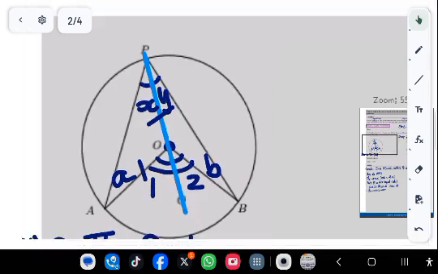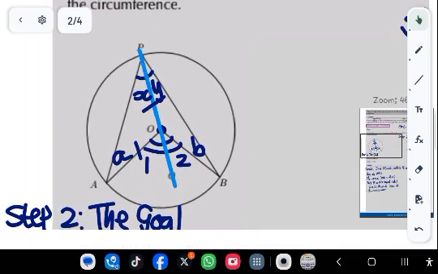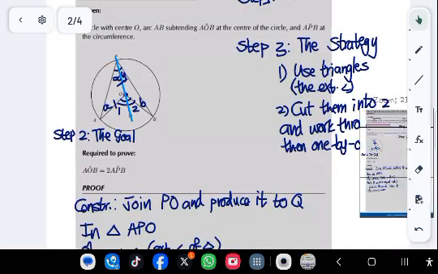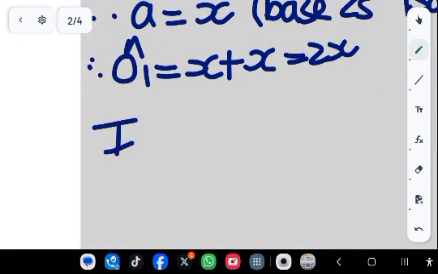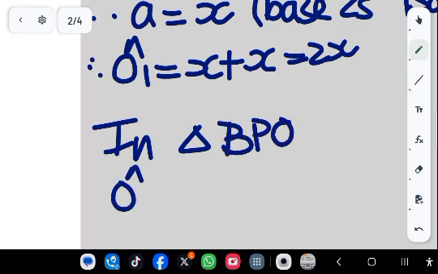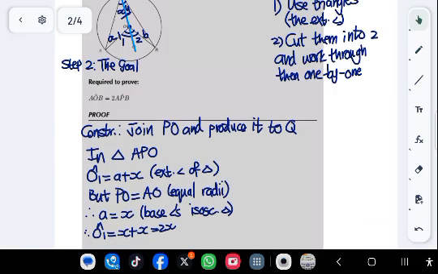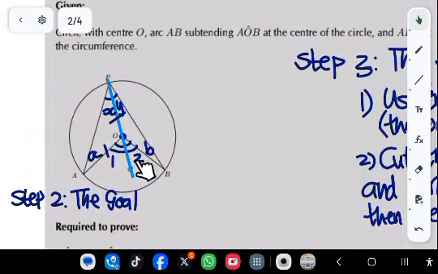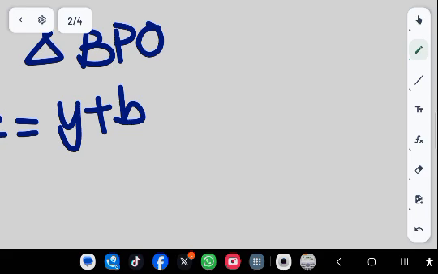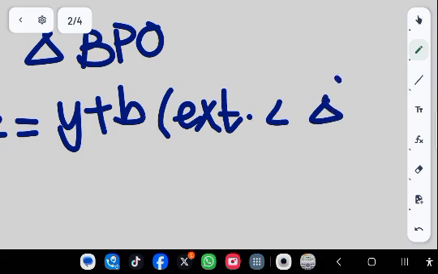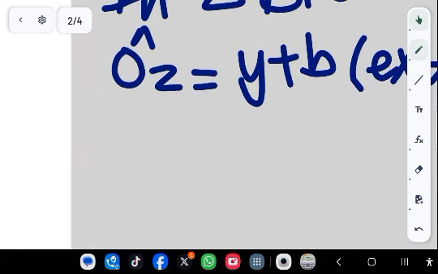Now let's do the same for triangle BPO. In triangle BPO, angle O2 equals Y plus B, and the reason is exterior angle of a triangle. Same story.